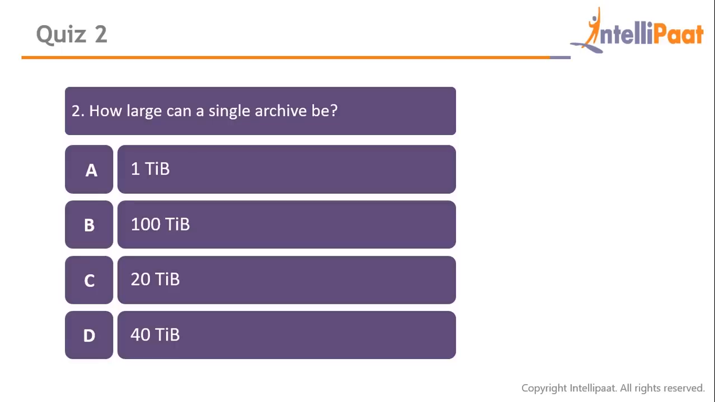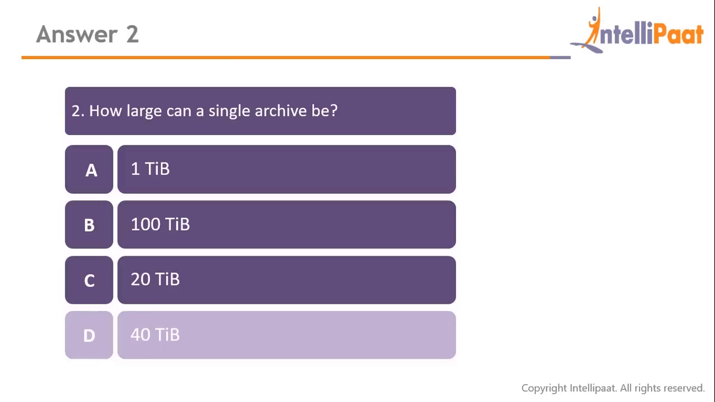We all studied about S3 Glacier. S3 Glacier is used for data archiving and data backing up. So guess what the single archive's largest size could be? Let us see the answer. The answer is 40 TiB. Moving on with the next question.